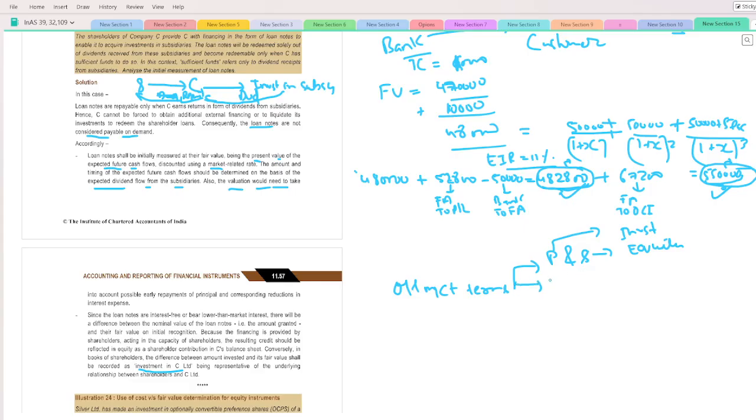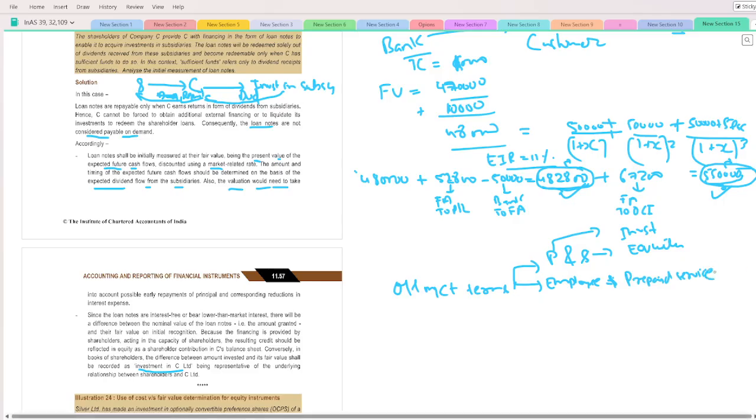Okay, then for the employee, if the company is giving the loan at a cheaper rate, then whatever the difference is at the initial recognition, you will be taking it as a prepaid service. You can call it a prepaid service, and then you will be amortizing it on a straight line method during the life of that loan.